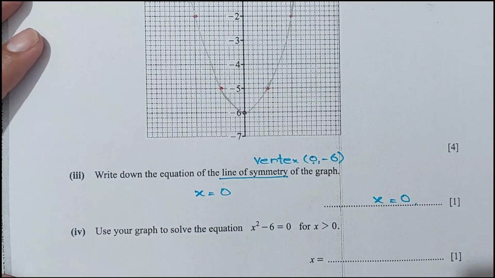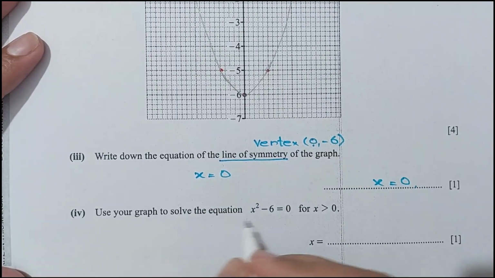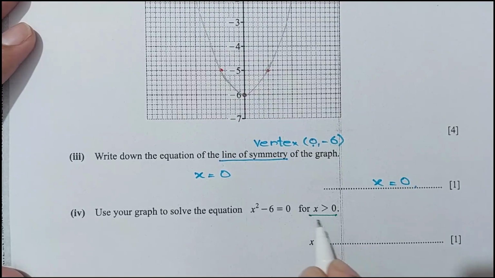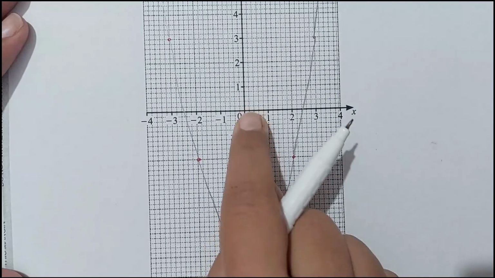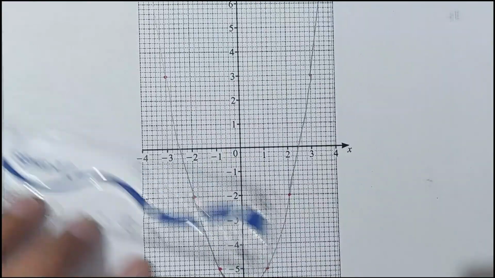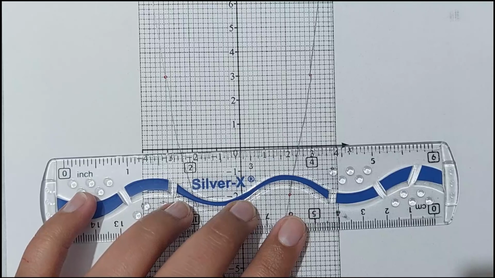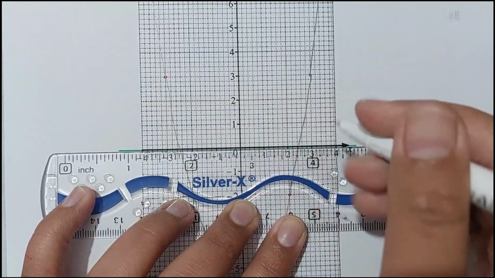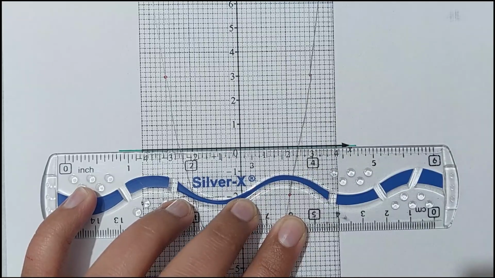Now for the fourth part, use your graph to solve this equation. X square minus 6 equals 0, for x greater than 0. Here x is greater than 0, right? When y equals 0, at what values is x greater than 0?